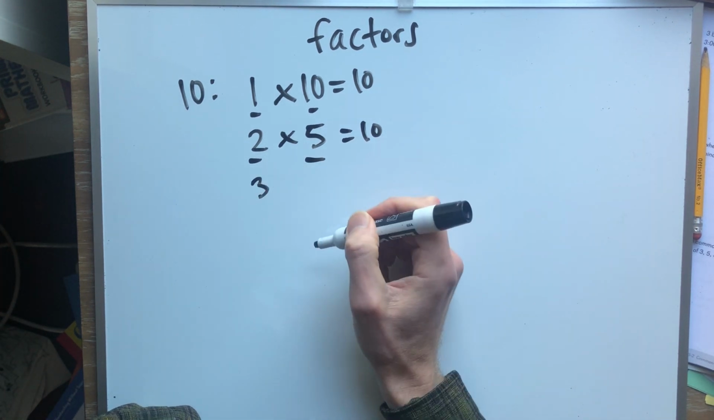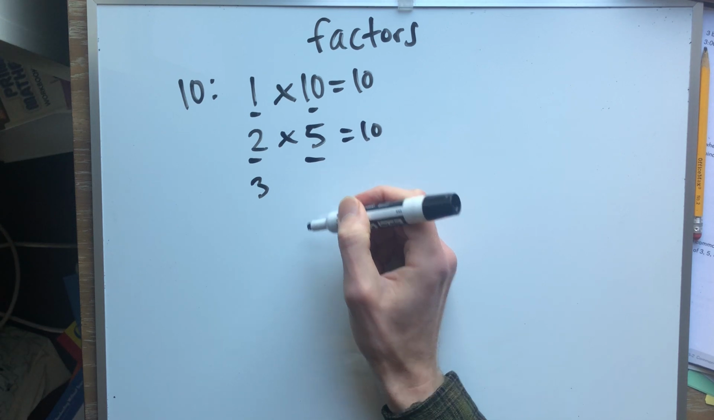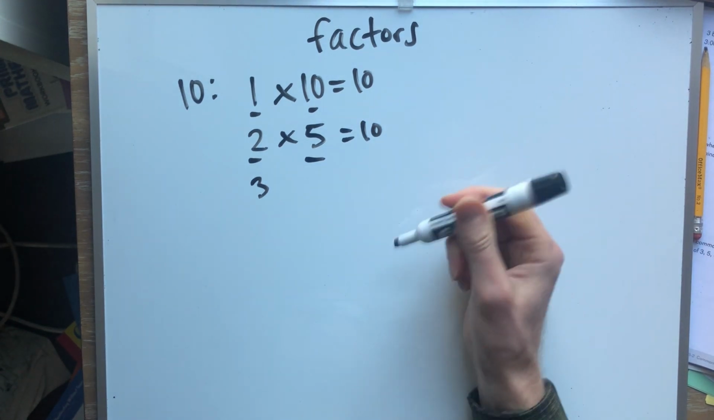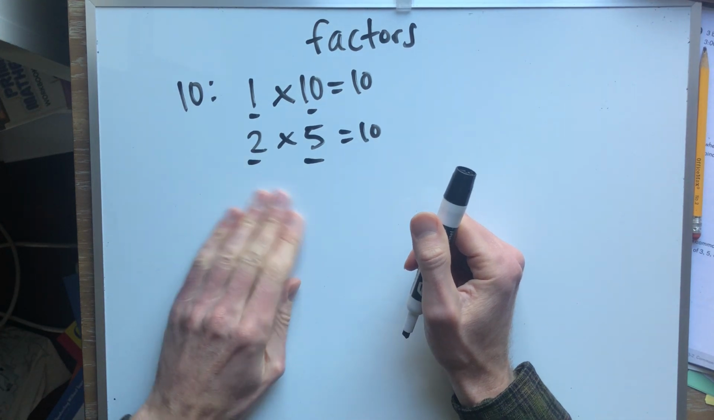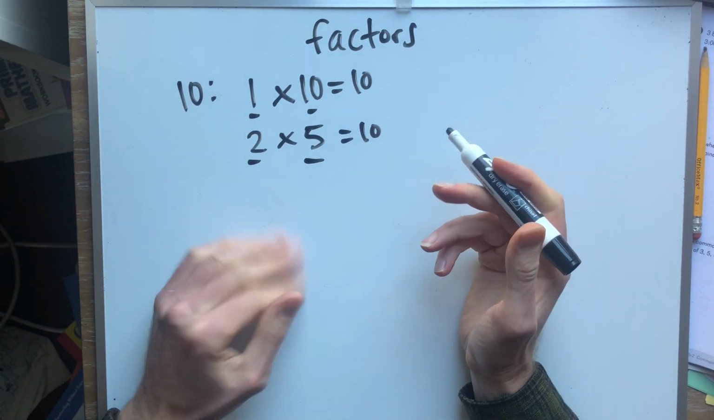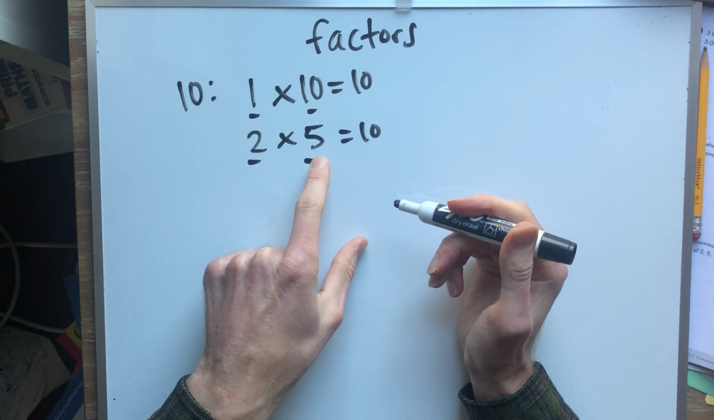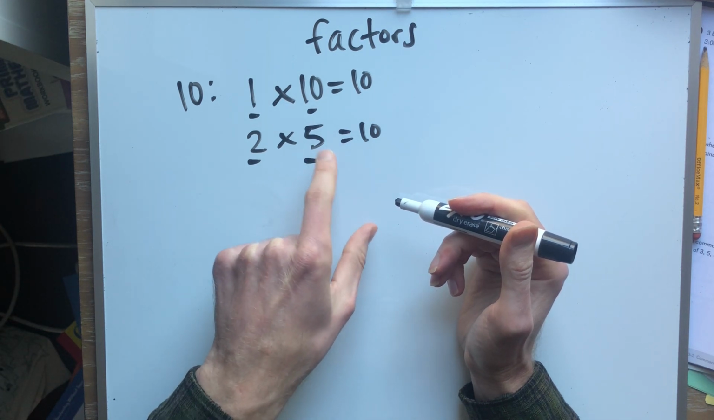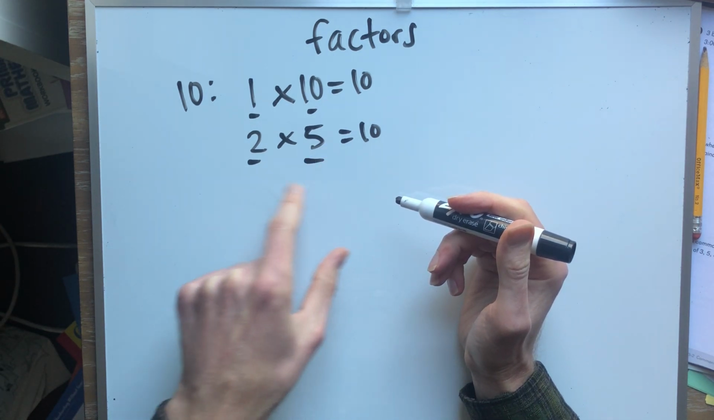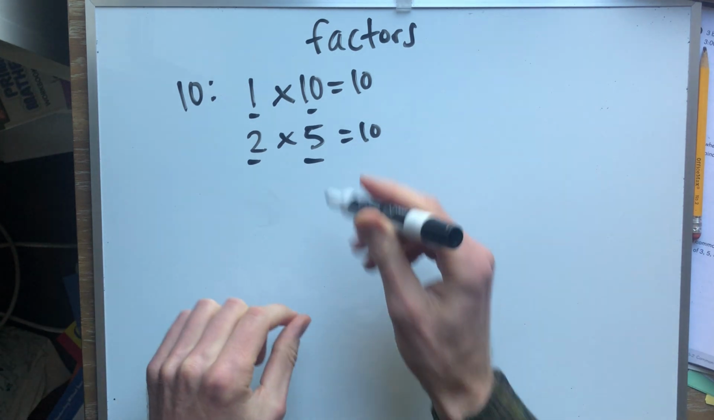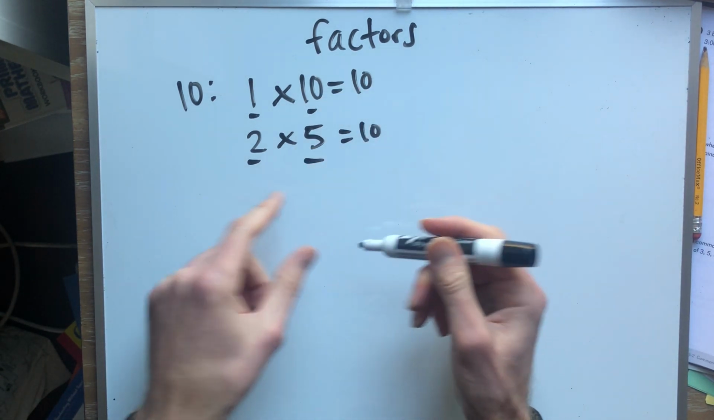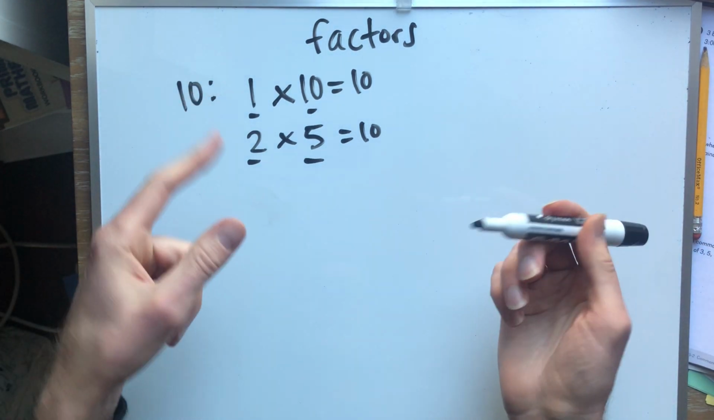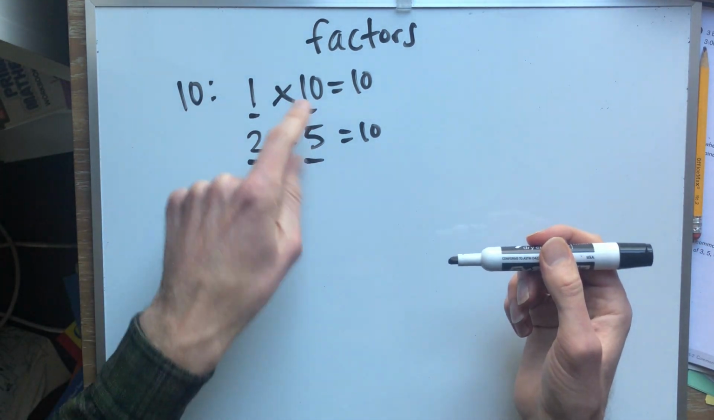Does 3 go into 10? Nope. 3 times 3 is 9. That's not going to work. 4? 4 times 2 is 8. 4 times 3 is 12. 5? Yeah, we just talked about it. So once you get up to the highest number that's not actually the number itself, so 5, we just talked about it, we got it. So we have all of them. We've got 1, 2, 5, 10.